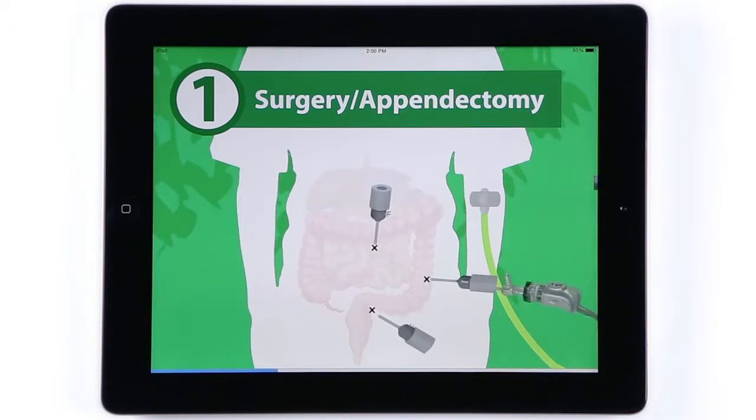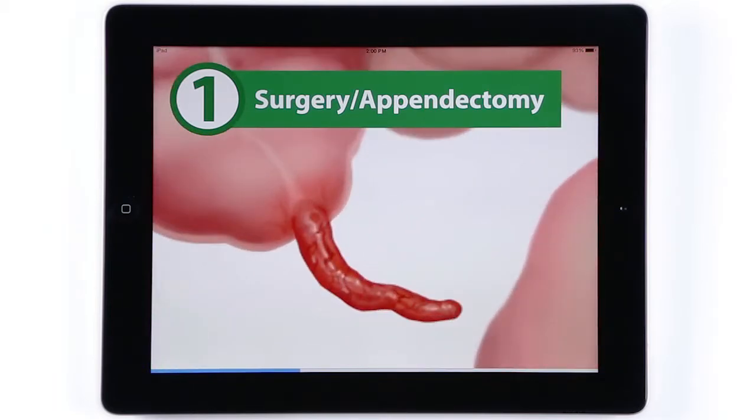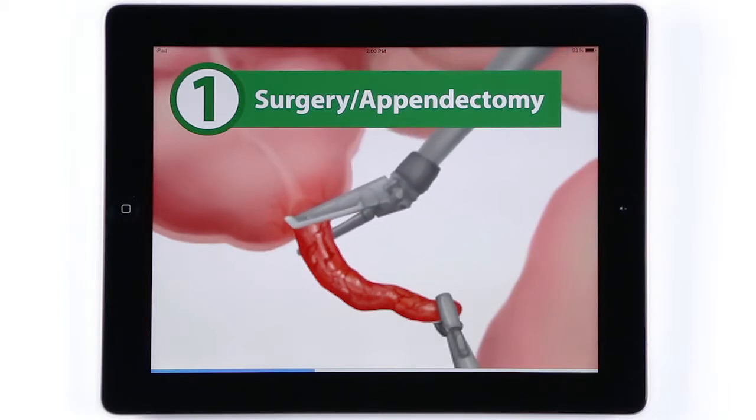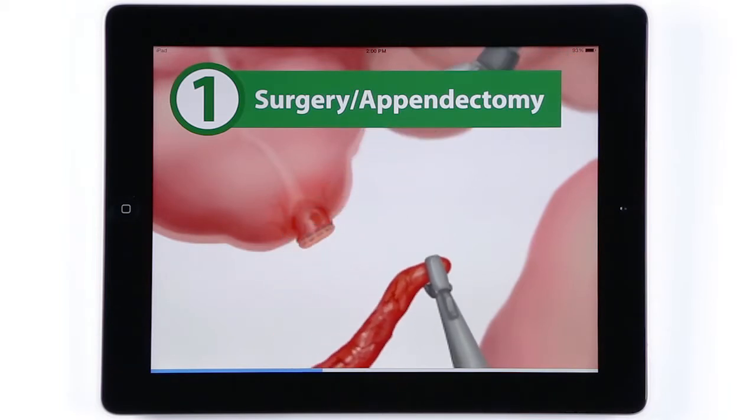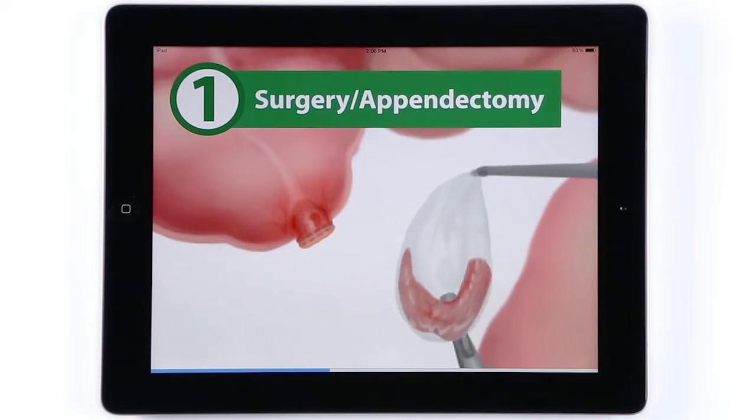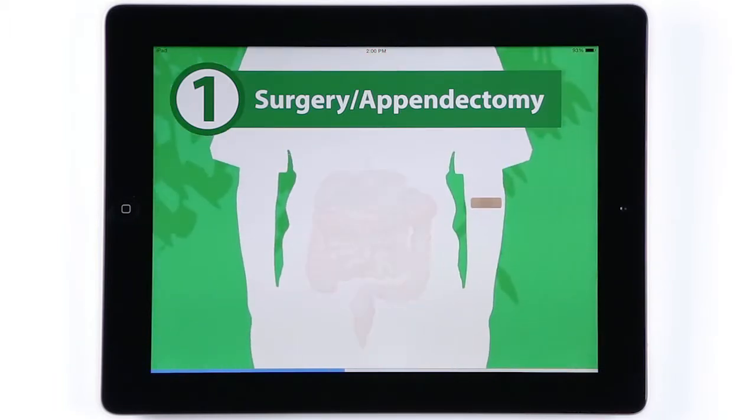Ports, a camera, and 2 instruments are placed through these incisions in order to do the surgery. The appendix is then removed with a device that cuts the appendix off of the large intestine and repairs it at the same time. The appendix is then placed in a plastic bag and removed from the body. Then the incisions are closed. The entire procedure takes about 1 hour.